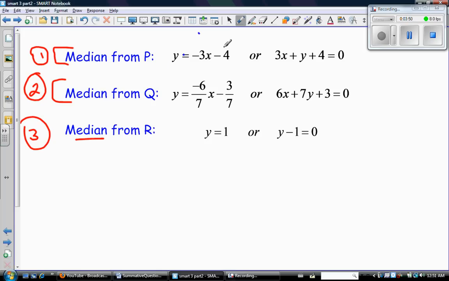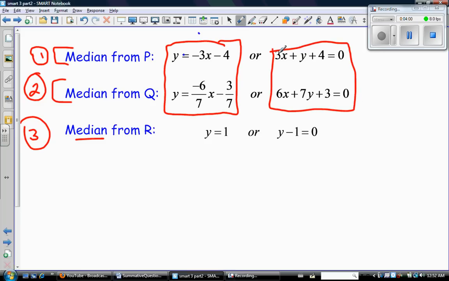So we could take the lines in this form and solve by substitution, or we could take the lines in this form and solve by elimination. Both methods are perfectly fine. I'm not sure which one was better to do. So I'm going to do the harder method because why not? I'm going to take these 2 equations and I'm going to solve by substitution.